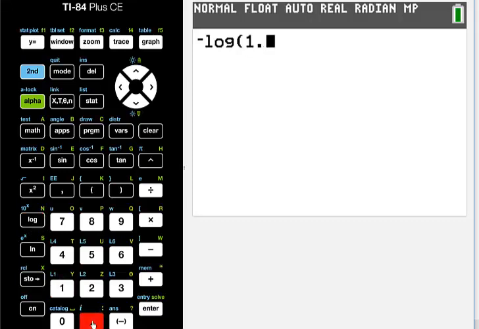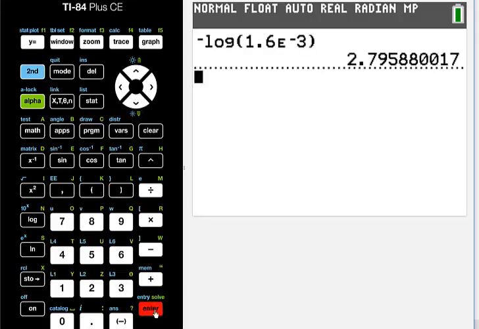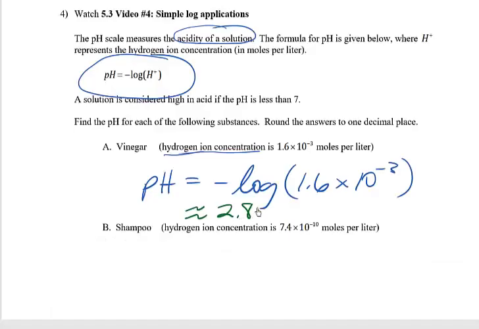Remember, scientific notation on these calculators, type in 1.6, then choose the little EE button. It's in blue, so hit the blue button, choose that, and then you just have to type the exponent that's on top of the 10, so negative 3. That's how you type in 1.6 times 10 to the negative 3. All that's left, hit enter, and we're done. Looks like the pH of vinegar is around 2.8, which means, of course, that vinegar must be a fairly acidic substance since the pH is so much less than 7.